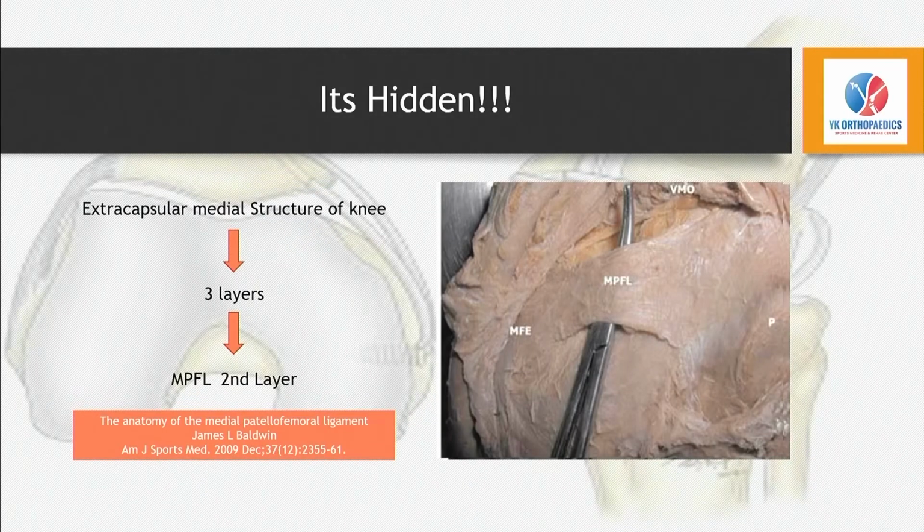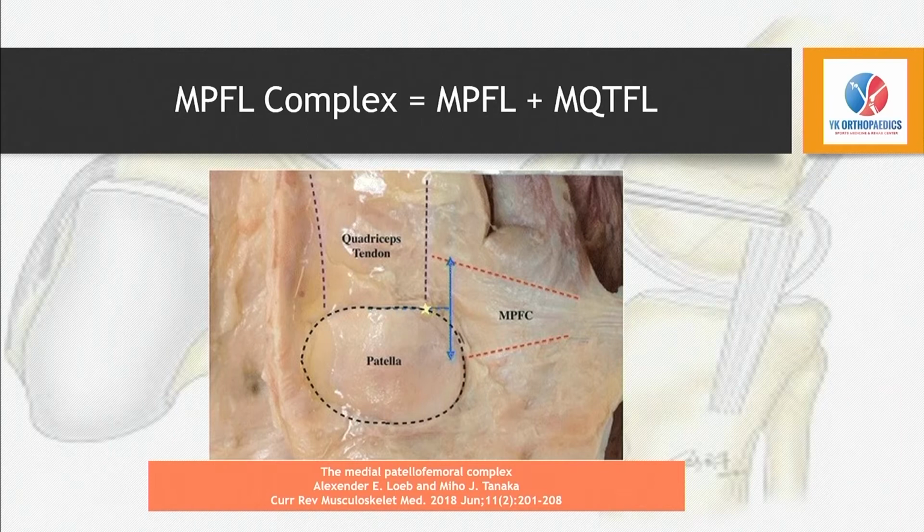Right, so for many years, we never knew where actually the MPFL was because it was hidden. It was hidden between the fibrous connections among the layers on the medial side of the knee. Only recently, after years of work, we now know that it's in the second layer of the medial structures of the knee, and it's mainly extracapsular. It is fan-shaped, where 1/3 of it is attached to vastus intermedius, and 2/3 along the upper border of the medial part of the patella.